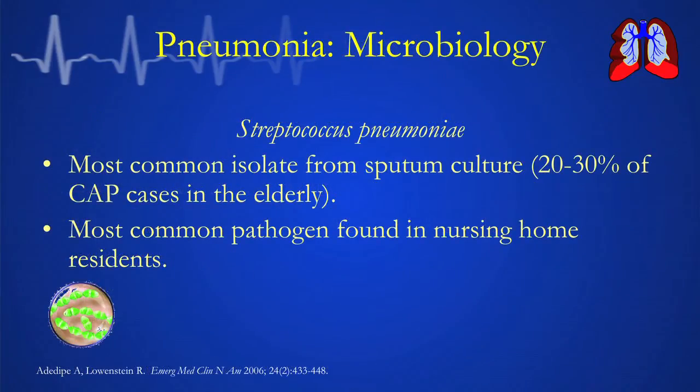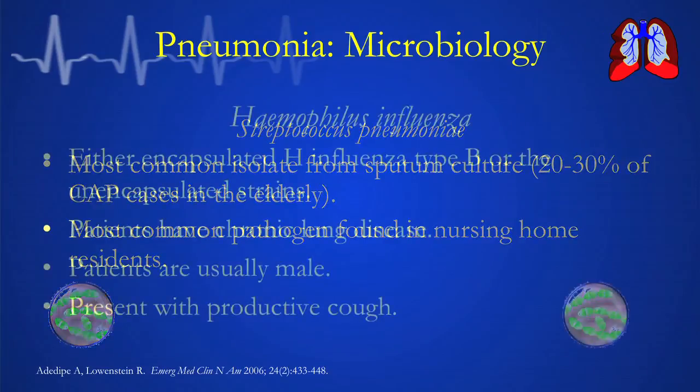Breaking down the different causes. So Streptococcus pneumoniae is the most common isolate from the sputum culture, 20 to 30% when you can get it. It's the most common pathogen found in nursing home residents. So again, it's important because you need to pick the right antibiotic. You have to pick your Levaquin or your Rocephin, your Zosyn or your Cefepime.